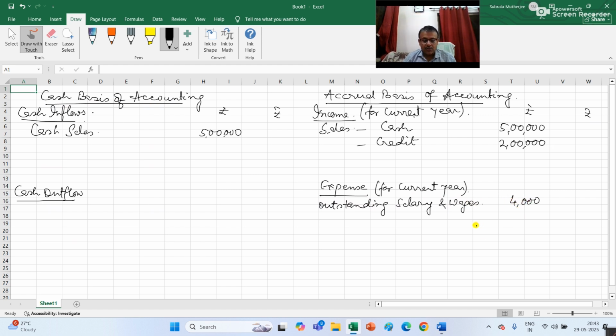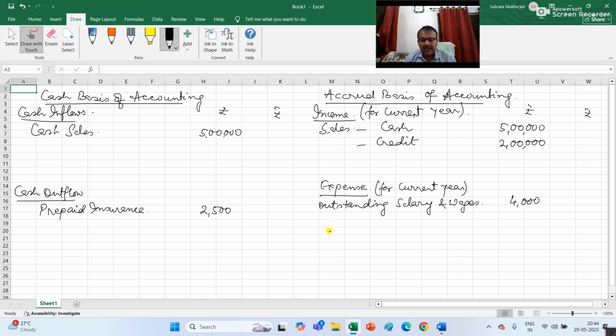The next is insurance paid in advance. So this is a prepaid insurance. So prepaid insurance account debit to cash. So I will write under cash outflow prepaid insurance. And the amount is for rupees 2,500. And this prepaid insurance is for the next year. So I will not record it in accrual basis of accounting.